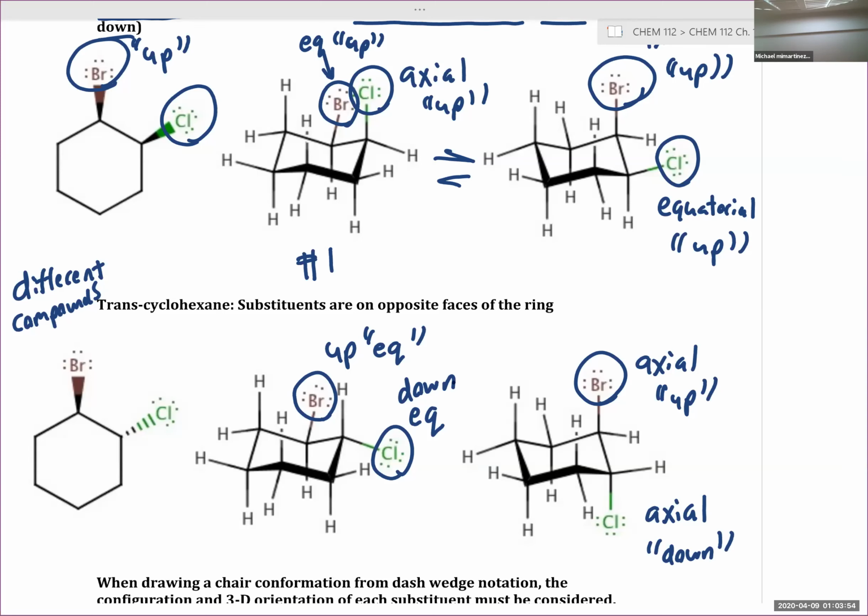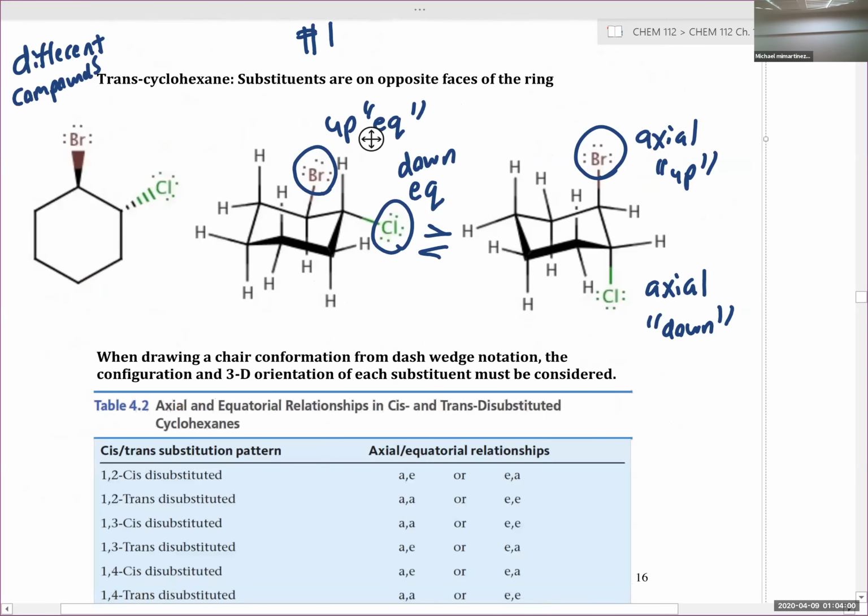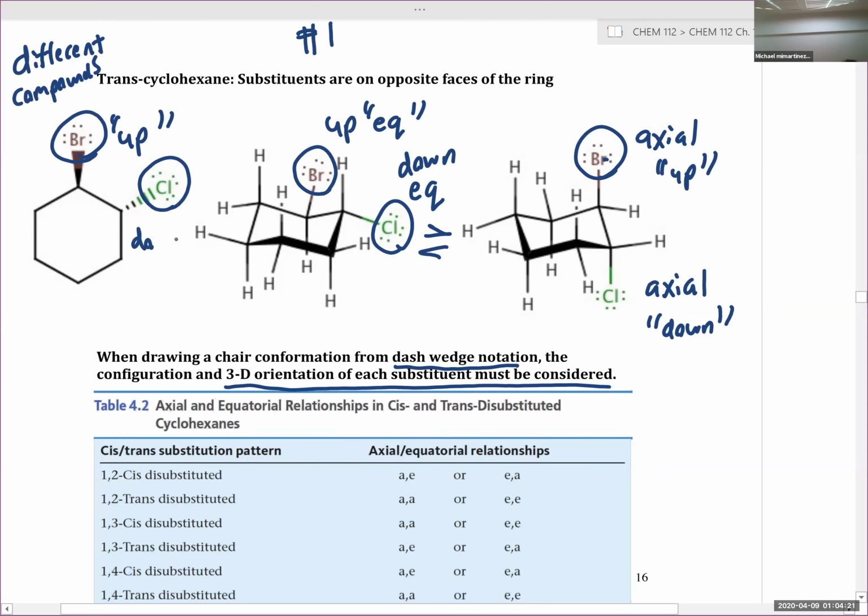So what I want you to really focus on and what you really do need to pay attention to is that when you're drawing a chair conformation from dash wedge notation, you need to make sure you are respecting the 3D orientation of each substituent. Notice my bromine had a wedge, so the bromine must always be up. The chlorine had a dash, so the chlorine must always be down.